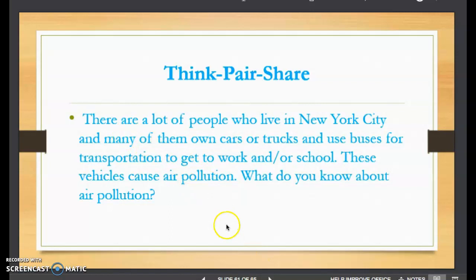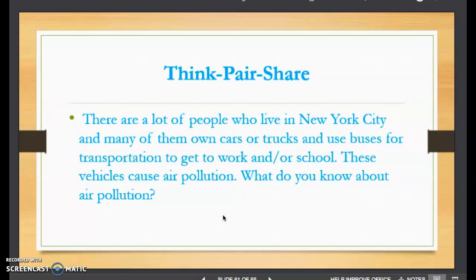There are a lot of people who live in New York City, and many of them own cars or trucks and use buses for transportation to get to work and or school. These vehicles cause air pollution. What do you know about air pollution?